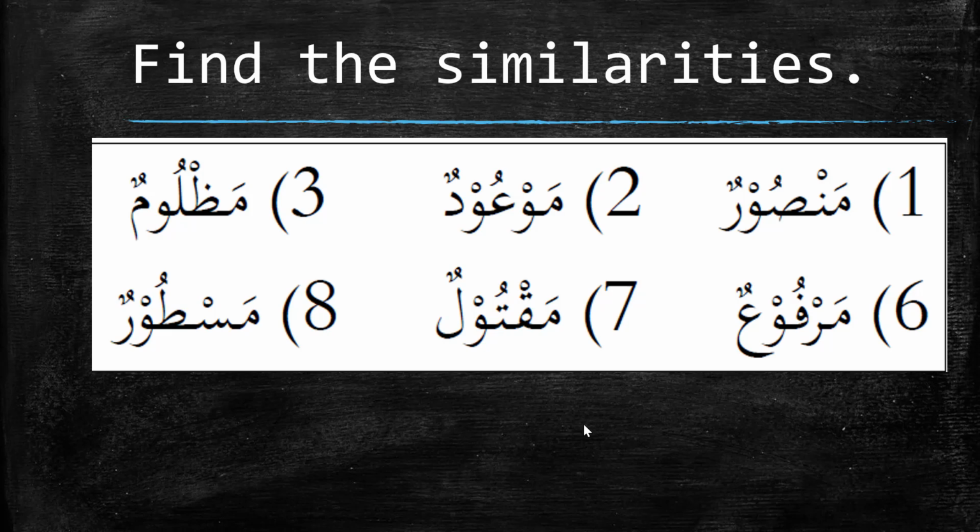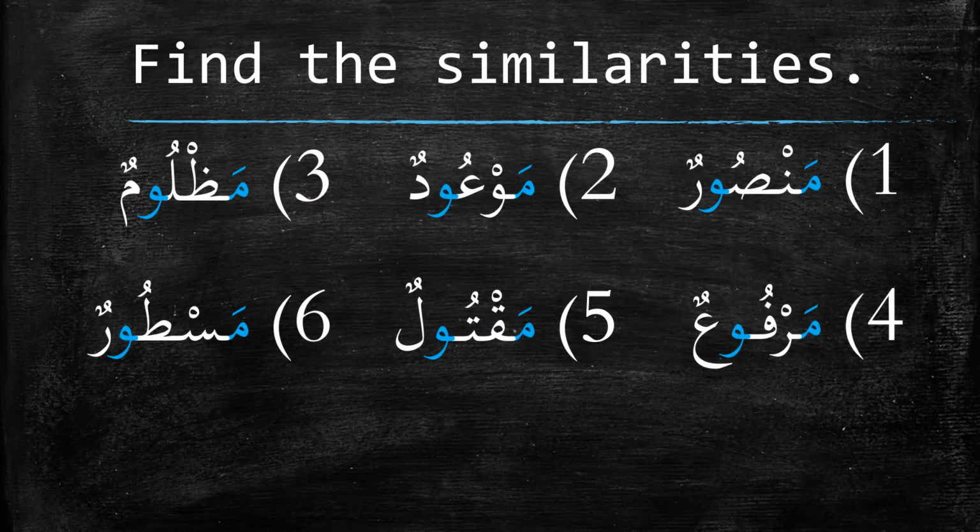Okay? So I want you to kind of imagine, see if you can mentally take those extra letters off, those auxiliary letters off, and see if you can get to the roots. Okay, so the roots here have now been written in blue. The auxiliary letters have been written in blue. So here, na, sa, ra is our root. The meem and the waw is extra.